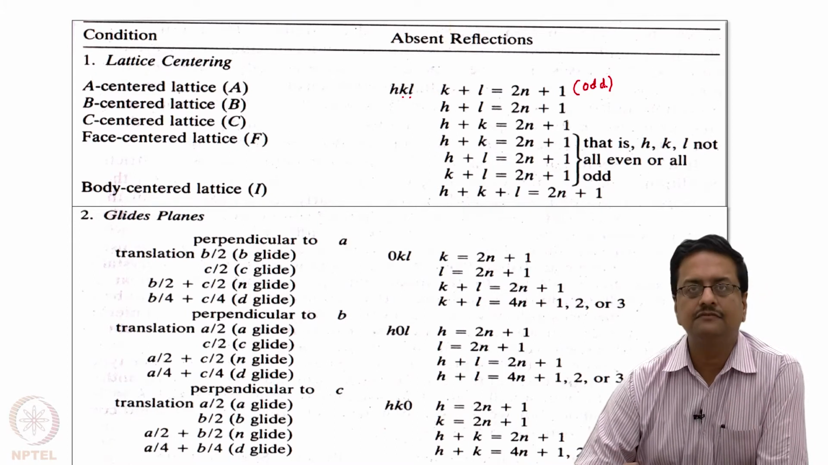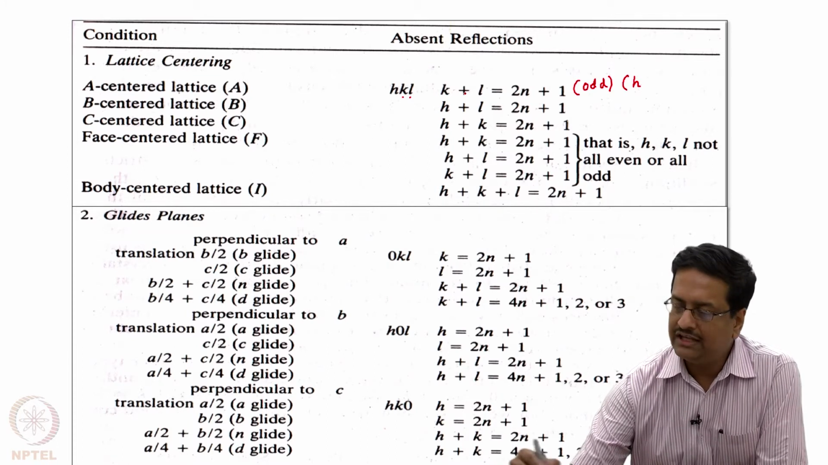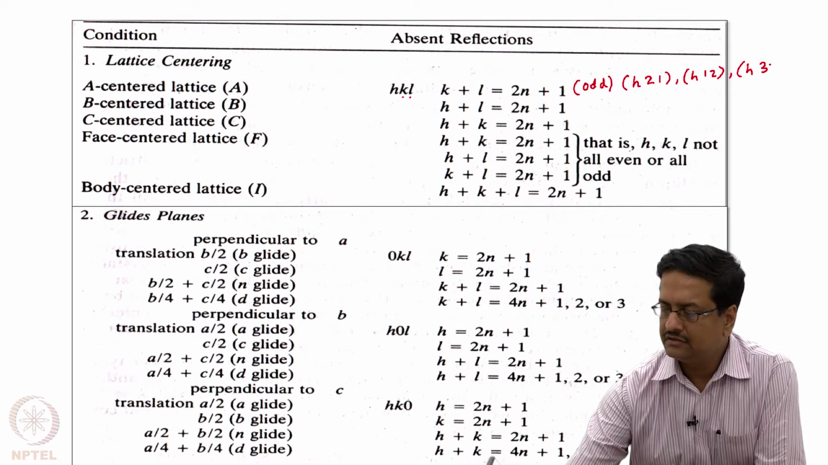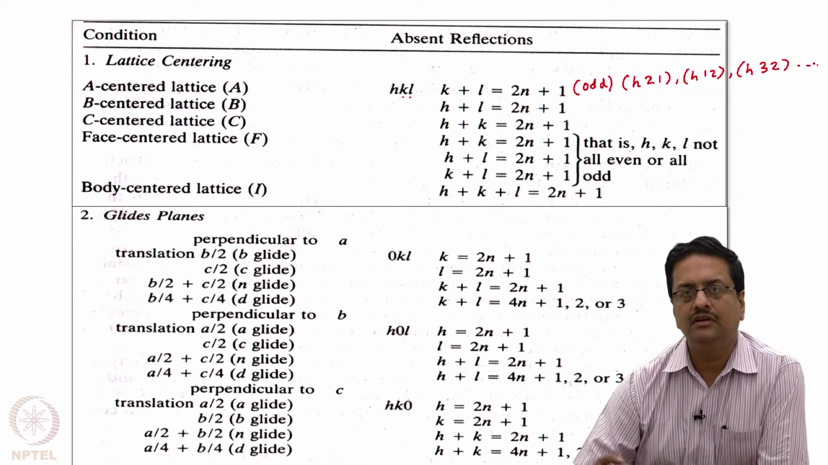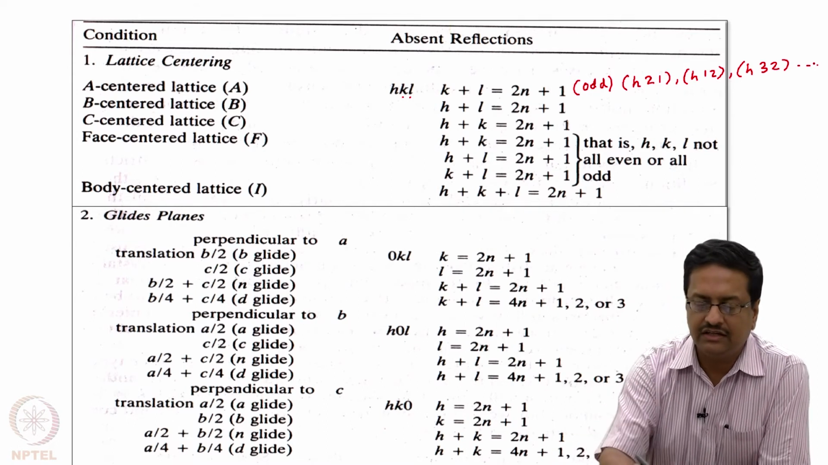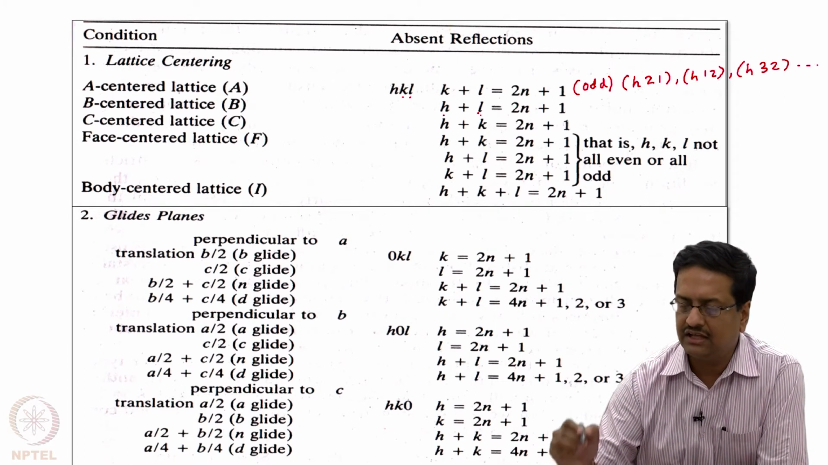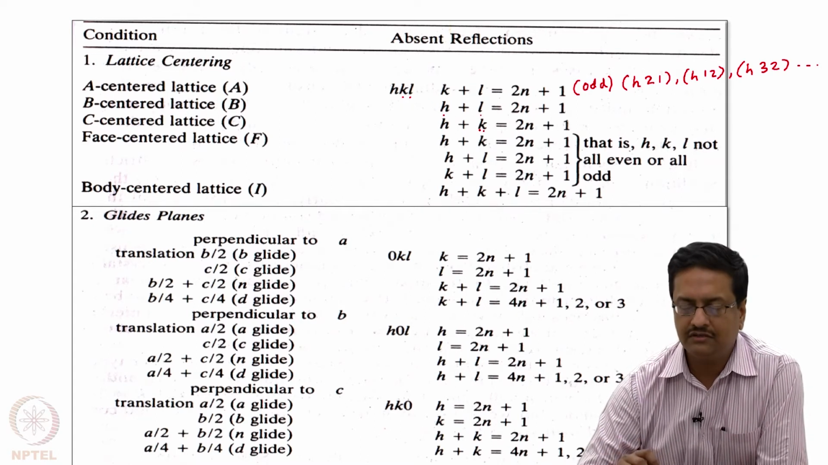That means in case of an A-centered lattice with any value of h, when k plus l is odd, for example 2, 1; h, 1, 2; h, 3, 2 and so on, these reflections will be absent systematically in case of an A-centered lattice. Similarly, for a B-centered lattice, h plus l will be odd. For a C-centered lattice, h plus k will be odd.